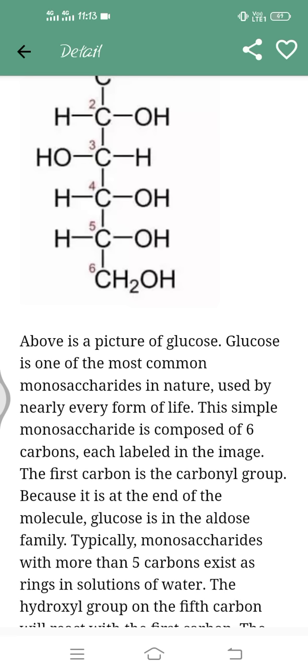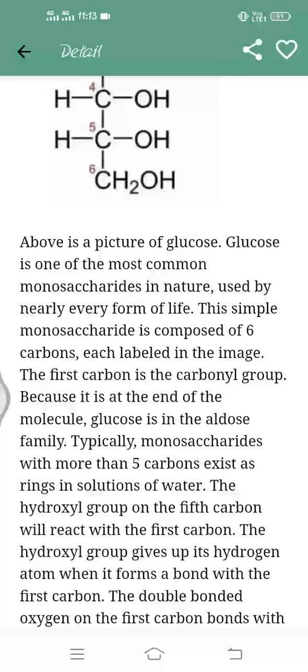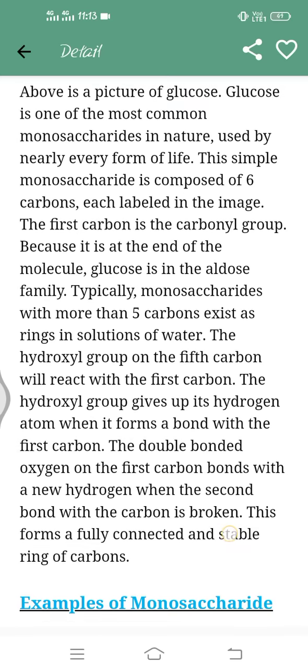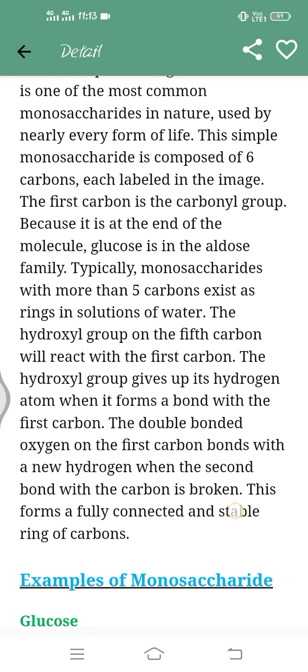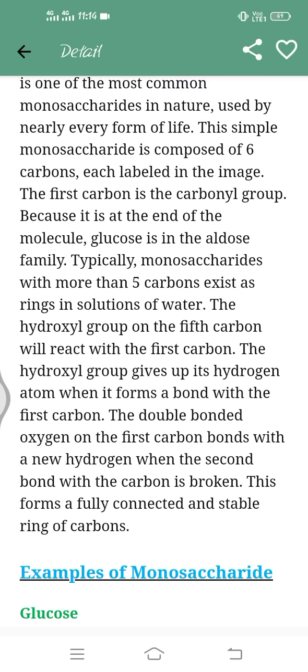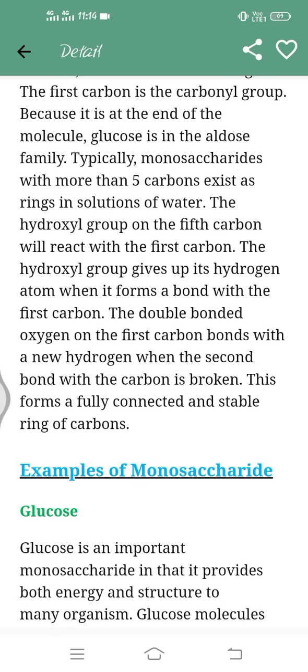Typically, monosaccharides with more than five carbons exist as a ring in water, with a hydroxyl group on the fifth carbon. To form the ring, the hydroxyl group gives up its hydrogen atom when it forms a bond with the first carbon. The double bond of oxygen on the first carbon is taken up with the new hydrogen. When the second bond is broken, this forms the fully connected and stable ring of carbons.